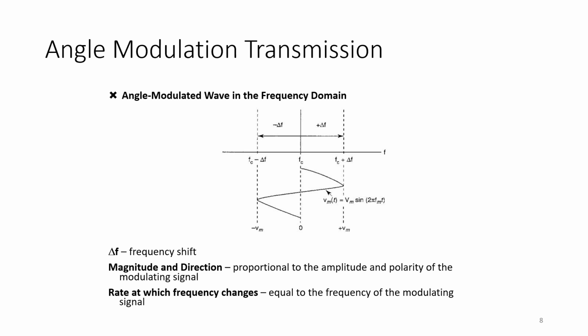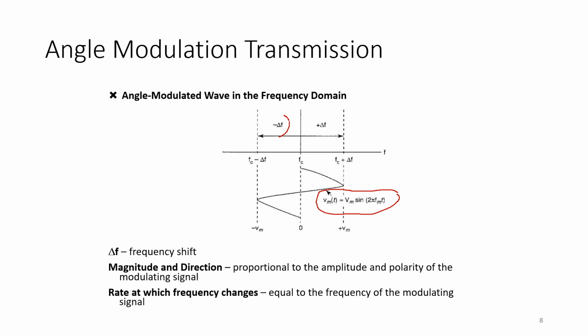The figure shows how the carrier frequency FC is changed when acted on by a modulating signal. So this is our modulating signal. Here we have delta F. Delta F stands for frequency shift, which is how your carrier frequency changes with respect to your modulating signal. So it is what we call the frequency shift.